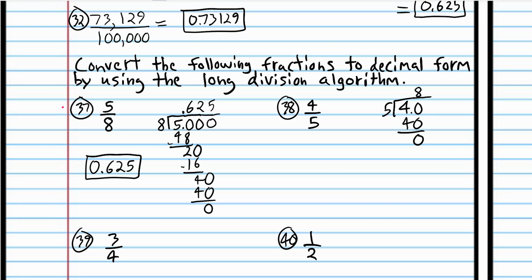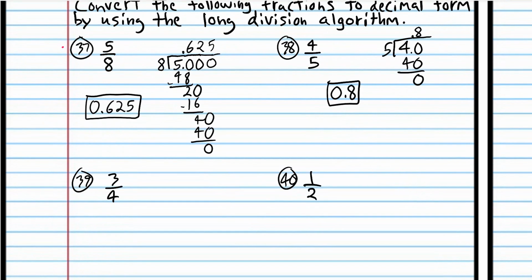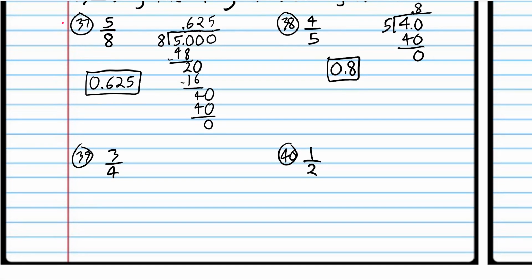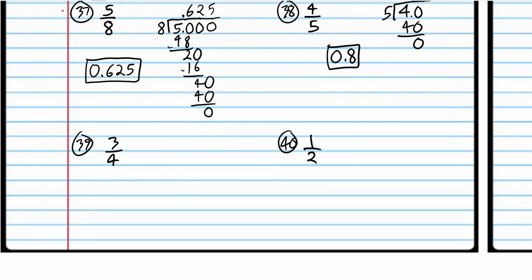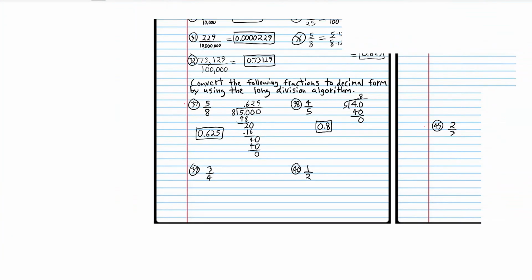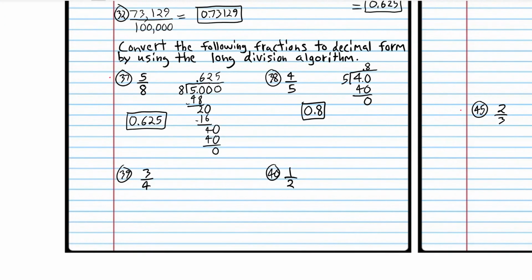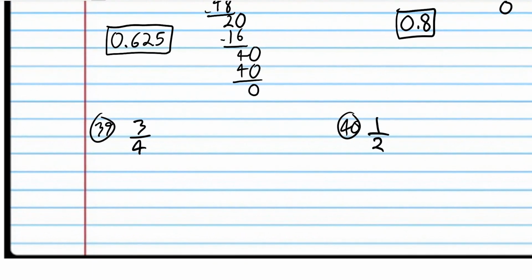If you don't bring the decimal up, then our answer is 8, but that's stupid. 4/5 is not equal to 8. 4/5 is not equal to 8 wholes. So don't leave the number as 8. Bring the decimal straight up, so we get 0.8. So 4/5 equals 0.8. All right. Why don't you try 39 and 40, and when you come back, we'll do those together.